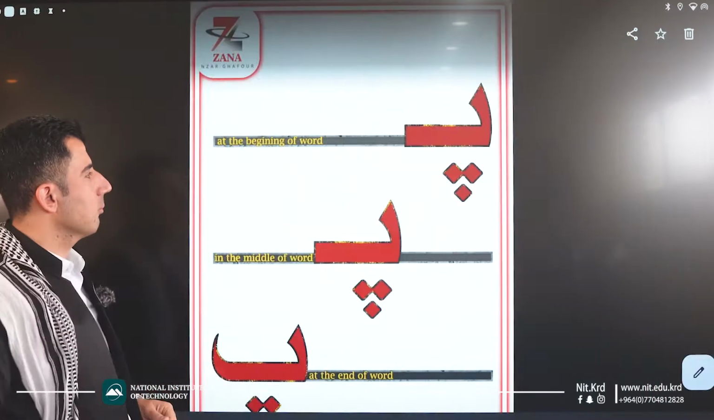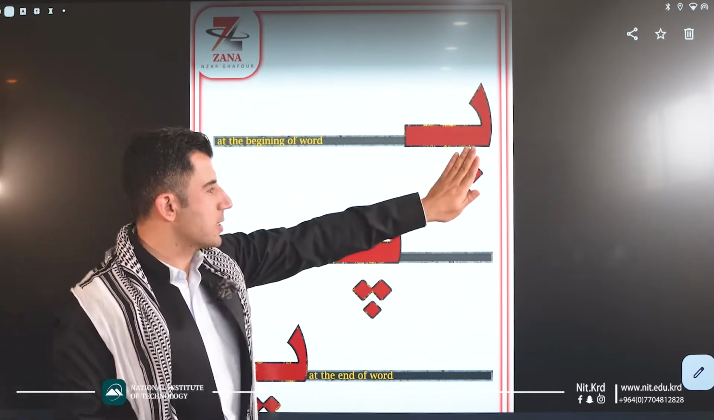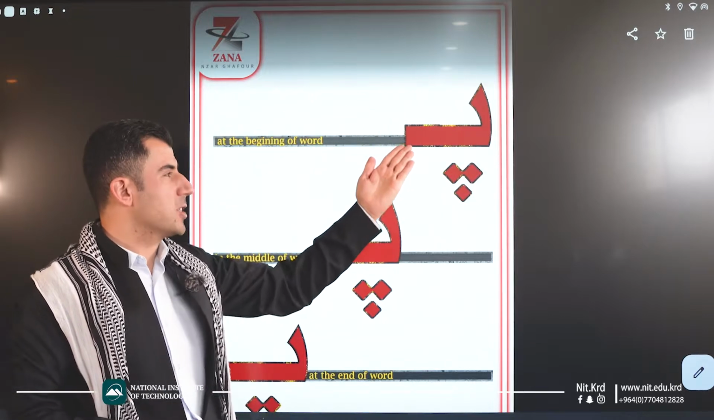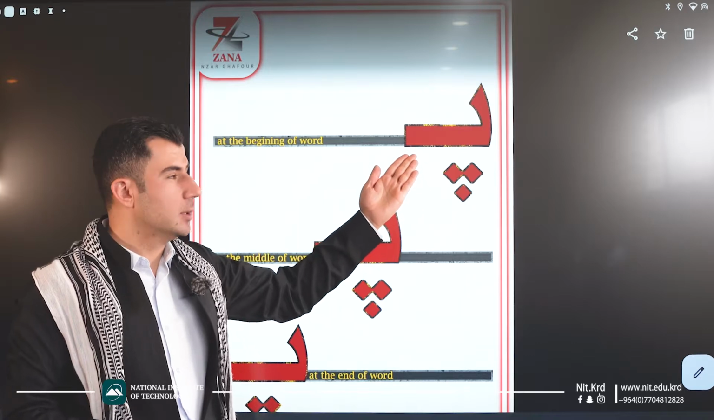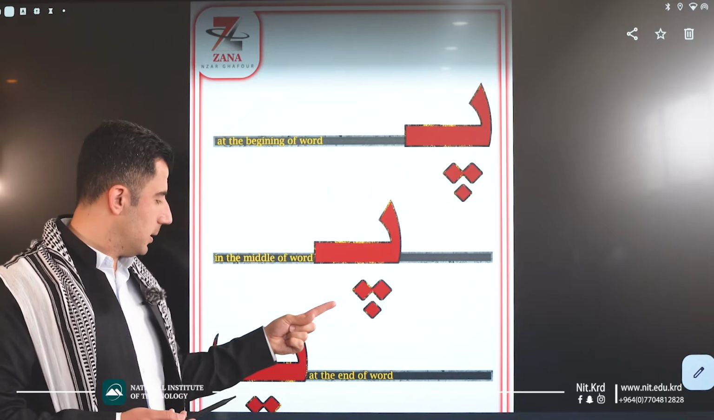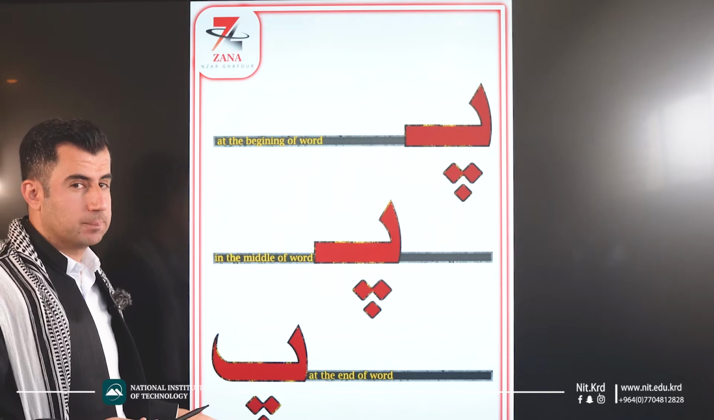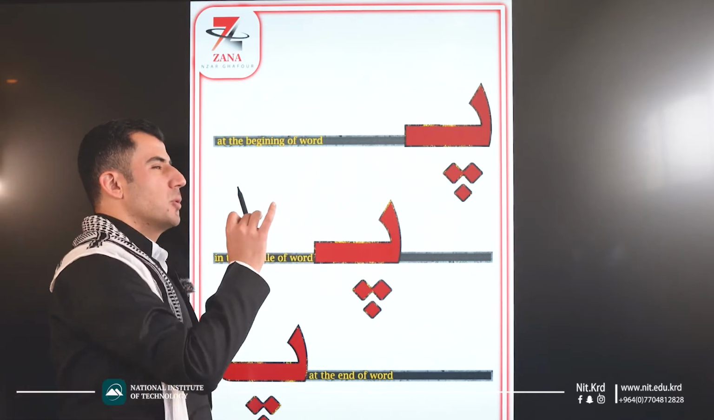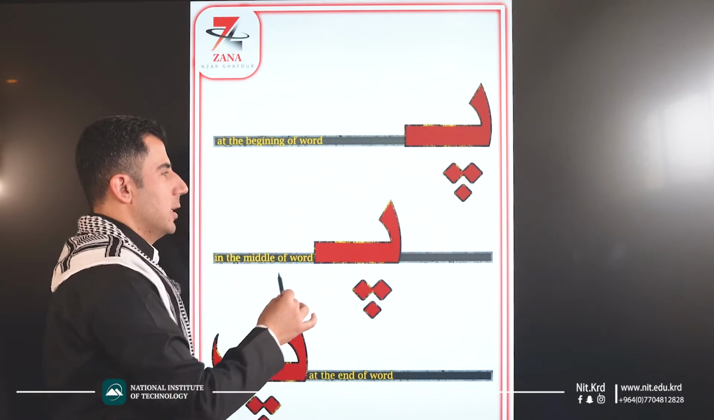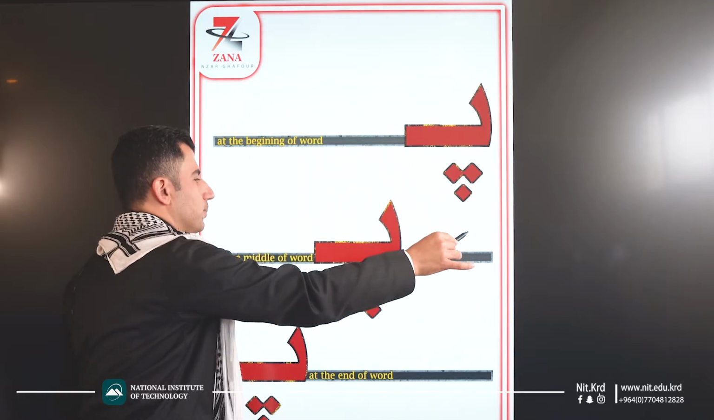Another one, P, with 3 dots. This is just like B with 3 dots. This one is P. It's like P in English. Good. In the middle it is this shape, and at the end we have to use this shape. The only difference between B and P is the dots. Here we have 3 dots, and in B we just have 1 dot.